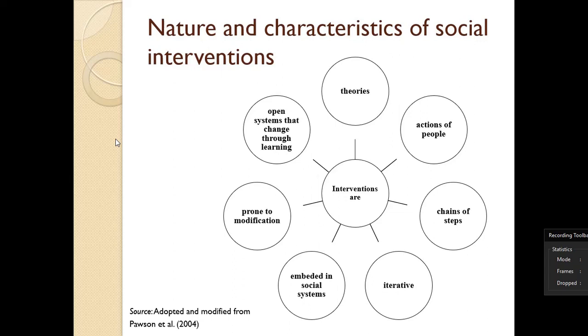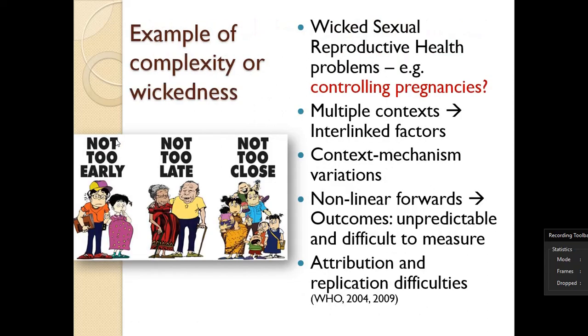They are iterative: while there are some steps, some is back and forth. For instance, decision making is back and forth while you're making different changes. They are embedded within the social system, which has different factors such as culture and how people behave. They are then prone to modification because of other changing circumstances, and open to systems that change throughout learning. So this is the nature and characteristic of social intervention, according to Paulson and others.